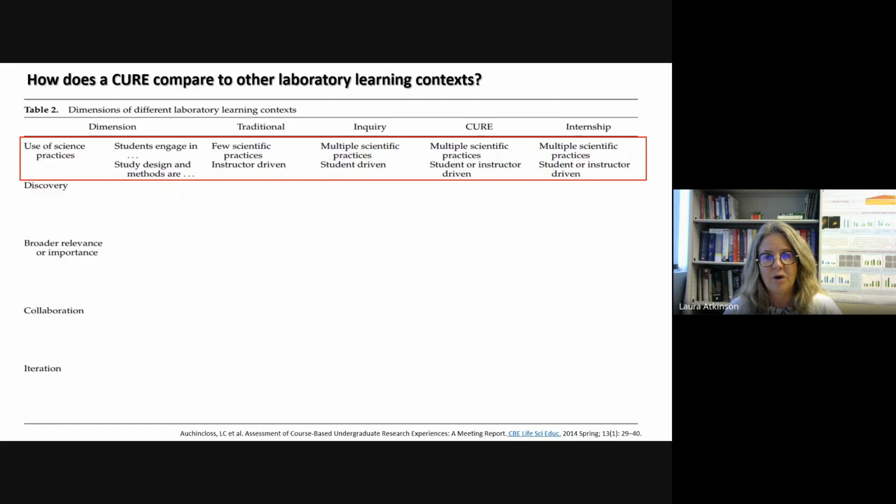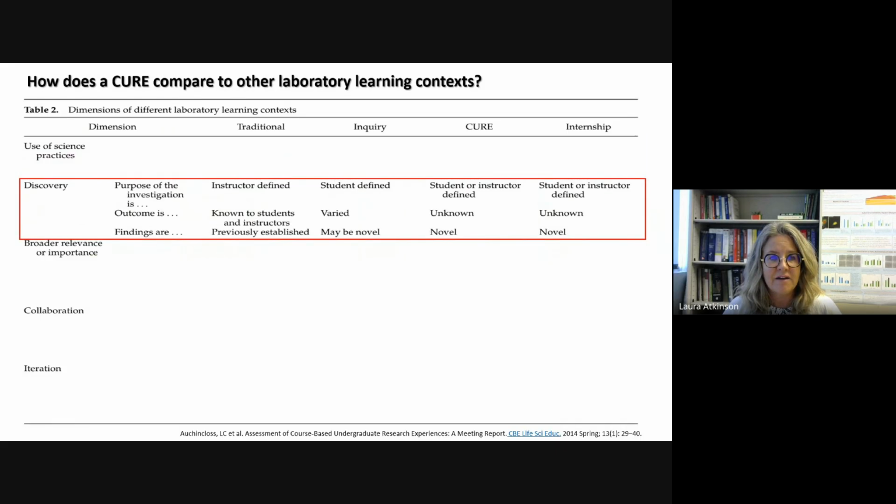If we move into inquiry, there are multiple scientific practices that are student driven. And if we look at CUREs and internships, there are multiple scientific practices involved in undertaking research, and they can be student or instructor driven.